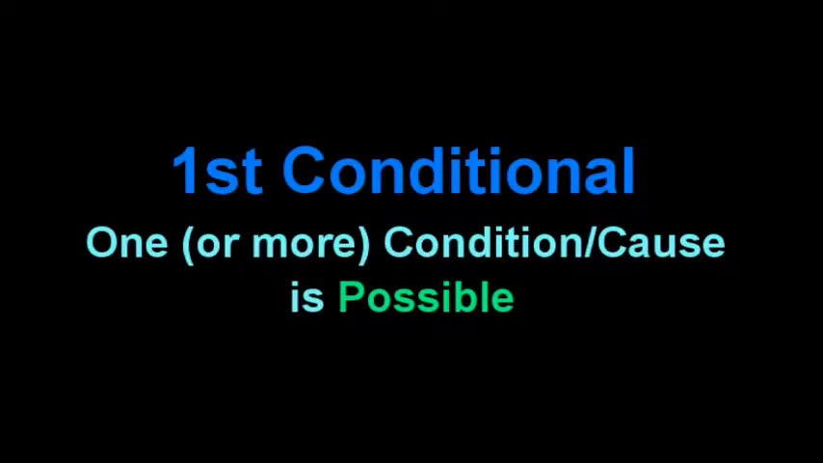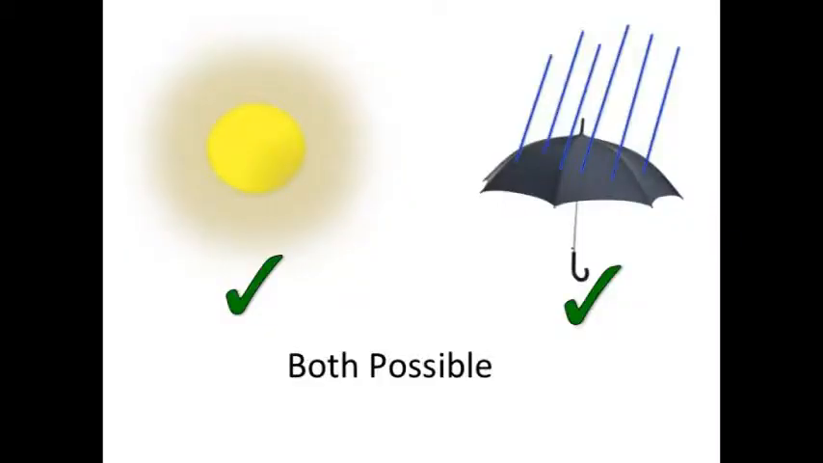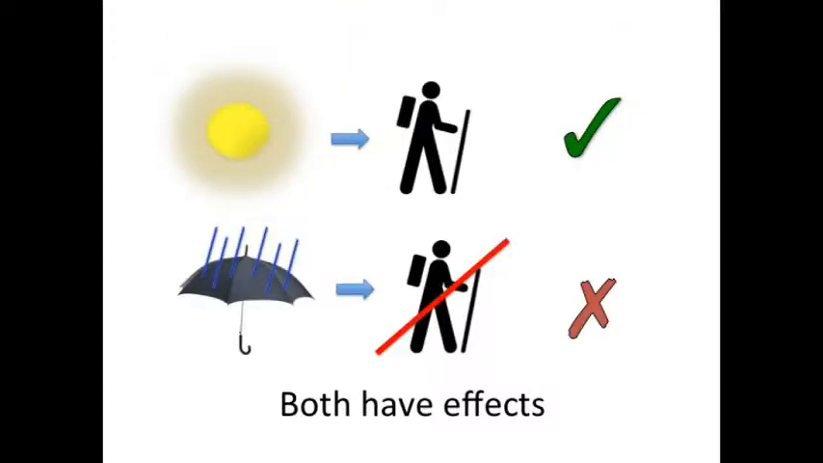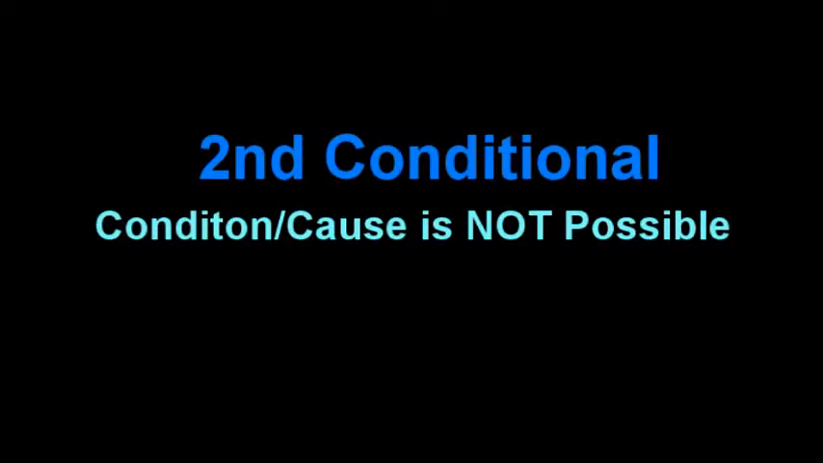We use the first conditional when one or more conditions are possible. When I go hiking, it is possible that it might be sunny. It is also possible that it could rain. Each condition has an effect. If it is sunny, I will go on my hike, but if it is raining, I will not go on my hike. The second conditional is used for conditions that are not possible or probably not possible.